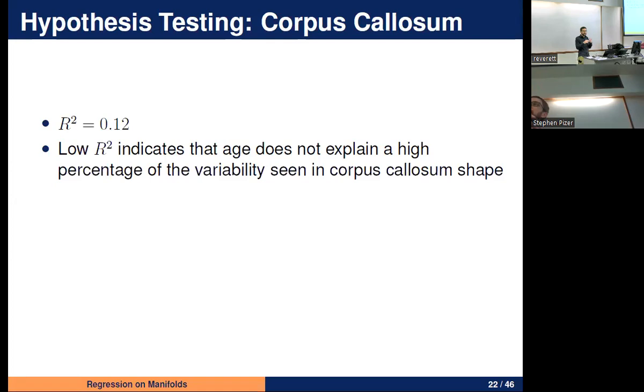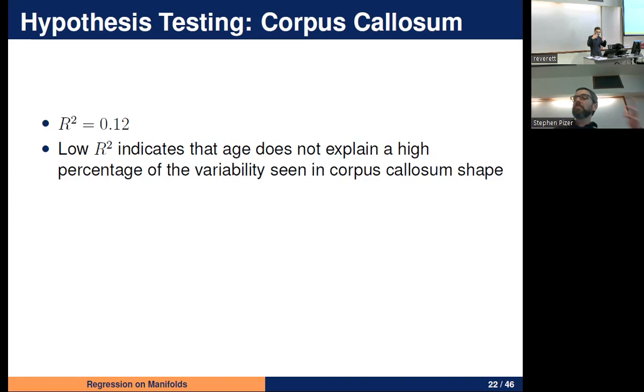What that tells us is that, of those 252 dimensions, trying to explain all the biological variability of corpus callosum shape with just age, that one dimension, you can only get about 12% of the variance. But it's a lot more variance than if you pick a random dimension out of 252. So there is an effect there, it's just that age can only explain so much of the shape variability.